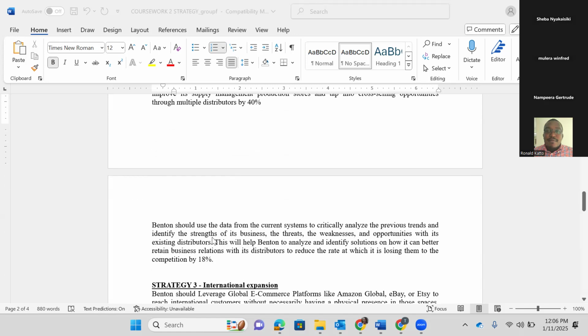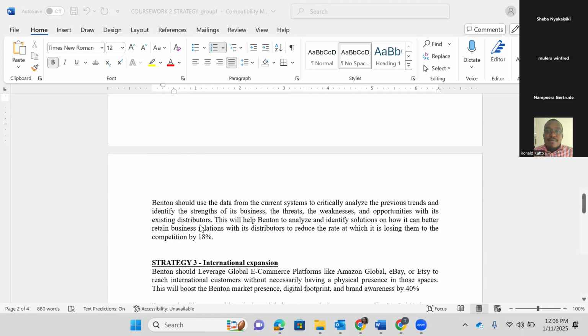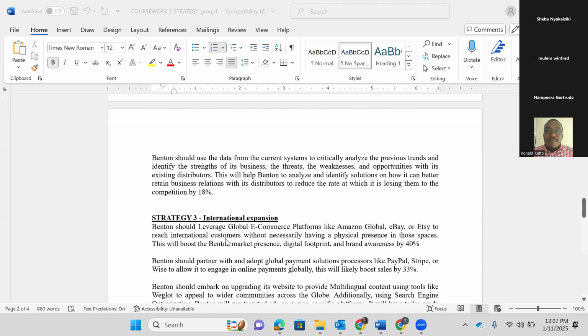Benton should also use data from the current systems to critically analyze the previous trends and identify the strengths of the business, the threats, the weaknesses, opportunities with its existing distributors. This will help Benton to analyze and identify solutions on how it can better retain business relations with its distributors to reduce the rate at which it is losing them to the competition by about 18%.